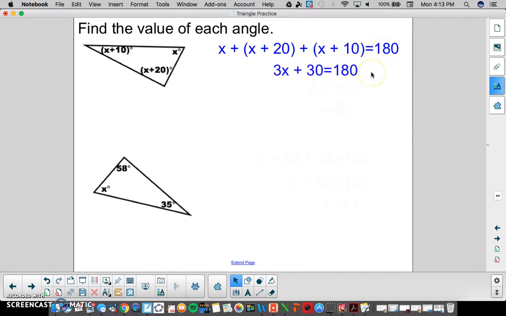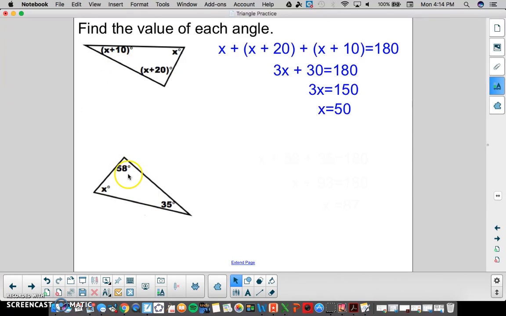Combine like terms to get 3x plus 30 equals 180. Subtract 30 from both sides, and then divide by 3. Our x value is 50, but it asked us to find the measure of each angle. So I then have to plug in 50. So this angle here would be 50 degrees. 50 plus 20 would give us 70 degrees. And 50 plus 10 would give us 60 degrees. And so we would know all three angles of that triangle.